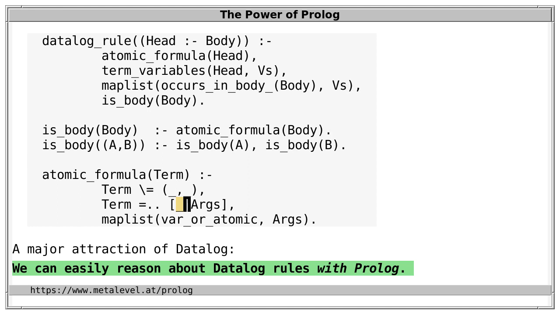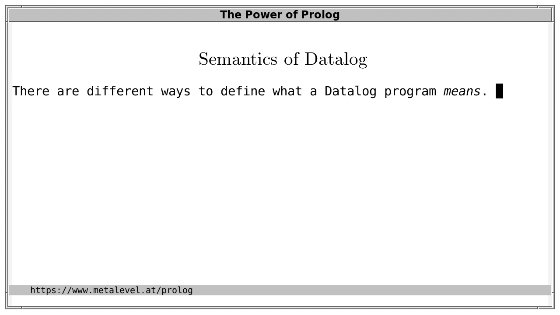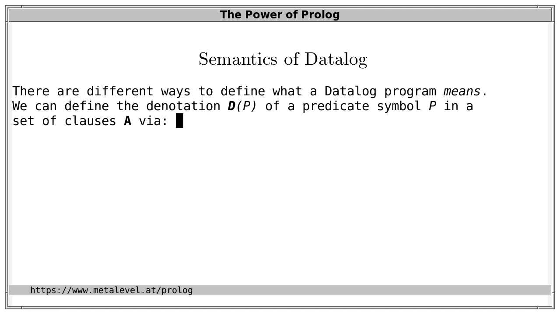Datalog is the functor-free subset of pure Prolog. Then what about the semantics of Datalog? That is, what is the meaning of such programs? Well, the semantics can be defined in several different ways. For instance, if we denote with d of p the denotation of a predicate symbol p in a set of clauses A, then we could define this function in a model-theoretic way, yielding a model-theoretic semantics, where we define the meaning of a predicate symbol in terms of models of the clauses A.